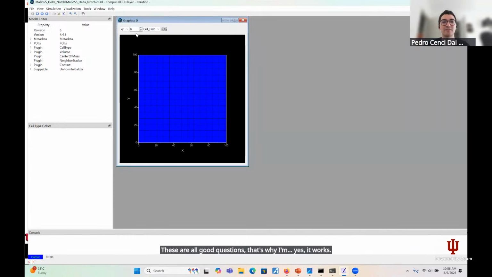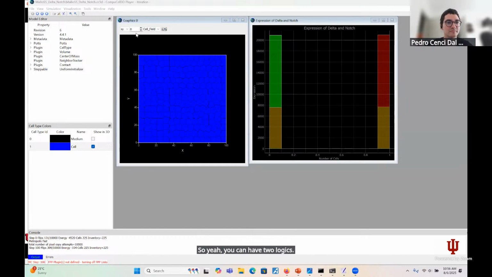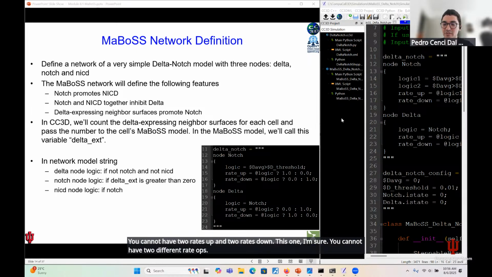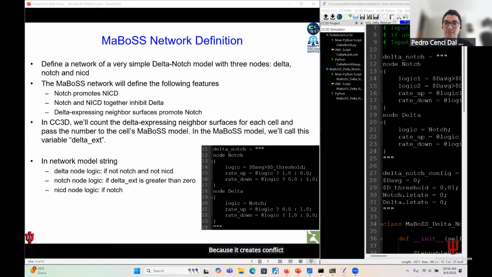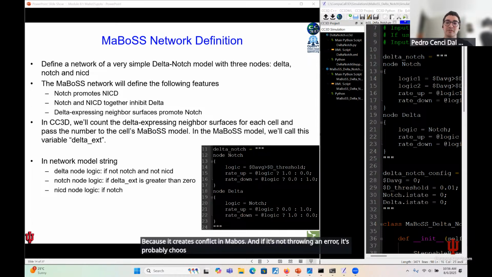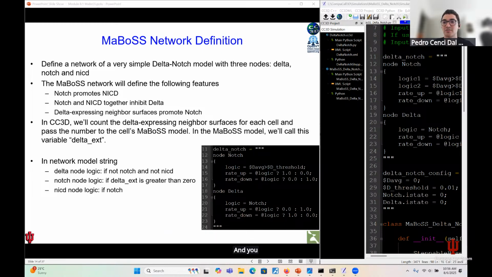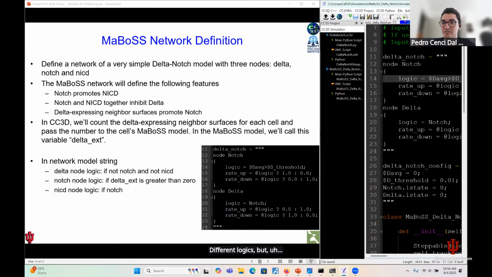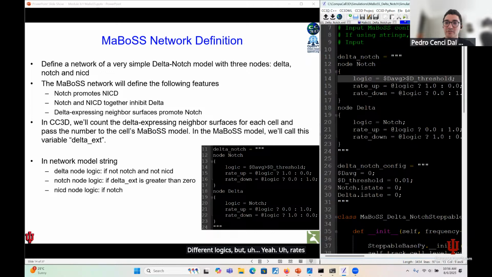So yes, you can have two logics. You cannot have two rate ups and two rate downs. This one I'm sure. You cannot have two different rate ups because it creates conflict in MaBoSS. And if it's not throwing an error, it's probably choosing one of them, and you don't know which one it is. So yes, logics you can have different logics, but rates you can only have one of each.